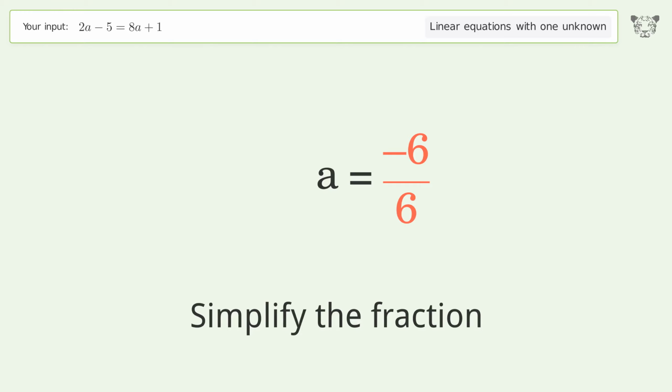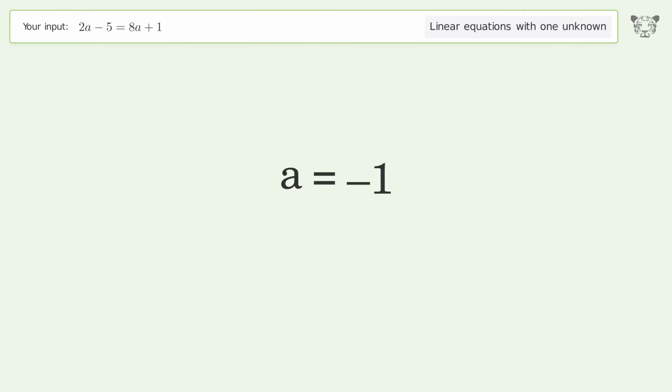Simplify the fraction. And so the final result is a equals -1.